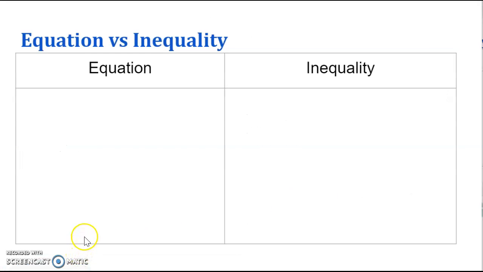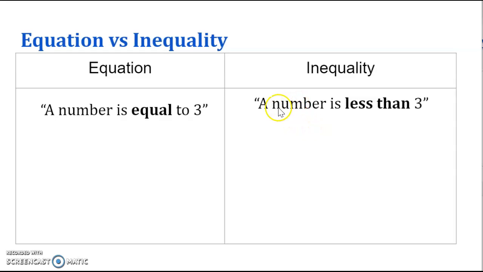Okay, now let's get back to our slide and compare equations versus inequalities. We know how to deal with equations. We've dealt with a lot of different types of equations. How do inequalities and equations differ? Well, in an equation, a number is equal to 3. It always has an equal sign. With an inequality, you're going to have something like a number is less than, or a number is greater than -2.